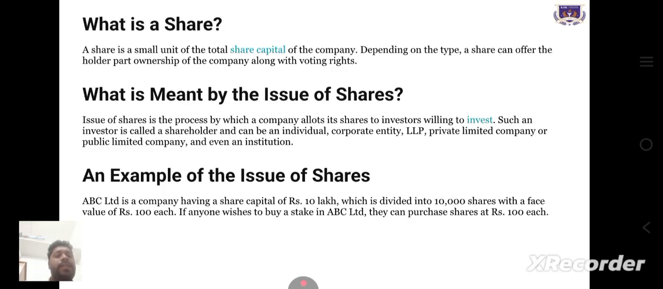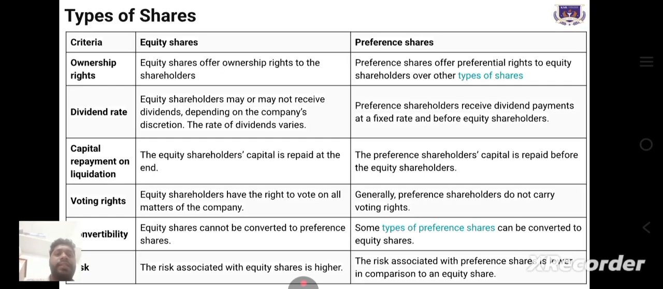What is meant by the issue of shares? Issue of shares is the process by which a company allots its shares to investors willing to invest. Such an investor is called a shareholder and can be an individual, corporate entity, LLP, private limited company or public limited company, and even an institution. An example of the issue of shares: ABC Limited is a company having a share capital of Rs 10 lakh, which is divided into 10,000 shares with a face value of Rs 100 each. If anyone wishes to buy a stake in ABC Limited, they can purchase shares at Rs 100 each.